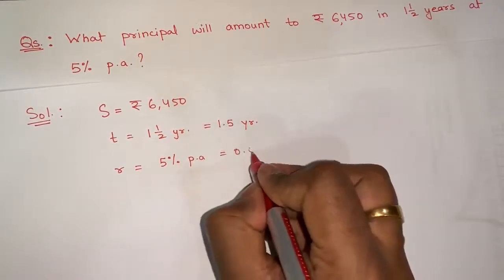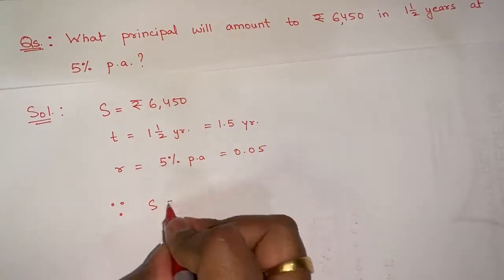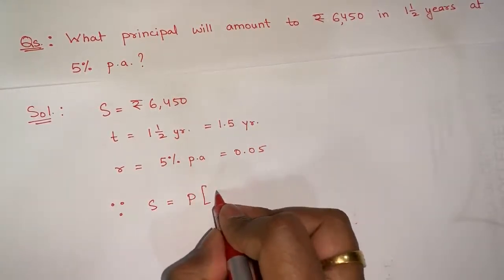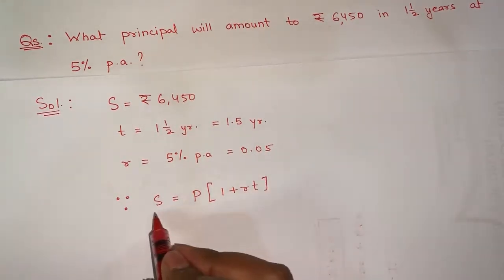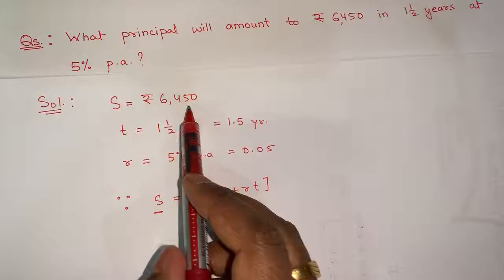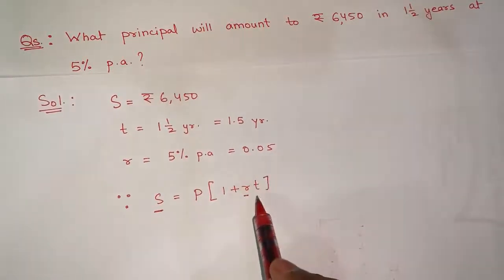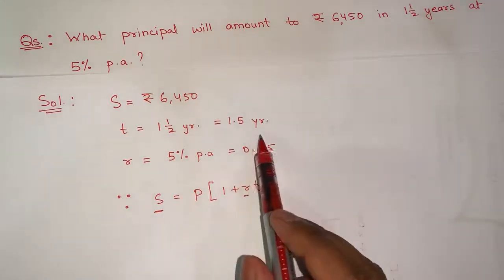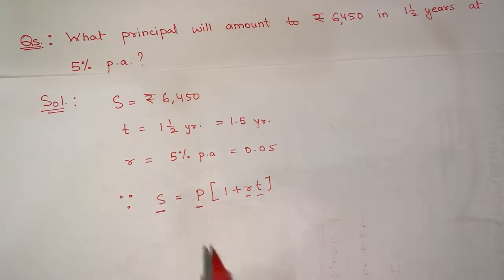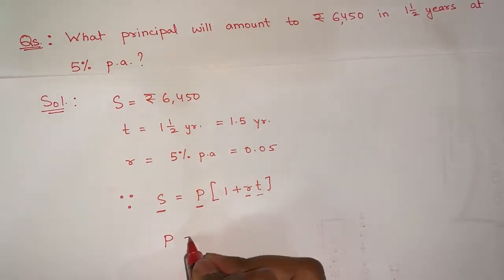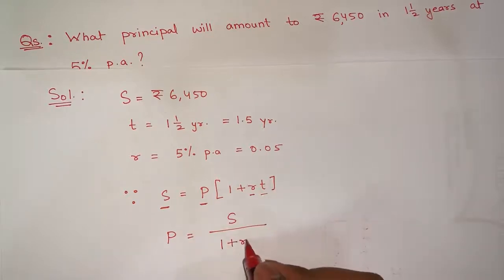which is 0.05. Now, since amount is equals to principal into 1 plus RT, now we know what is the value of amount, which is 6,450. We now know the value of rate of interest, which is 5%. We know the time period, which is 1.5 year. So since we know all these three values, we can find the fourth missing value, which is principal.